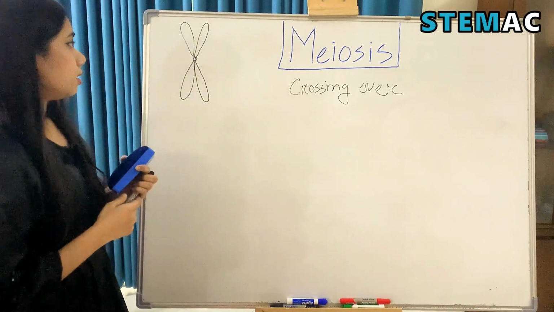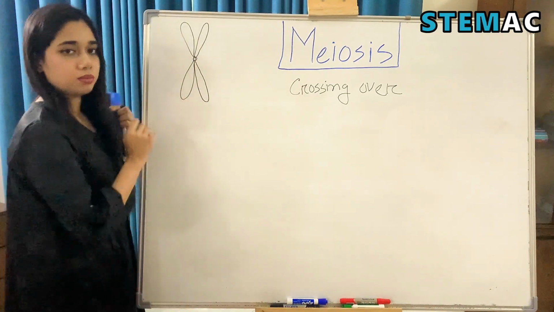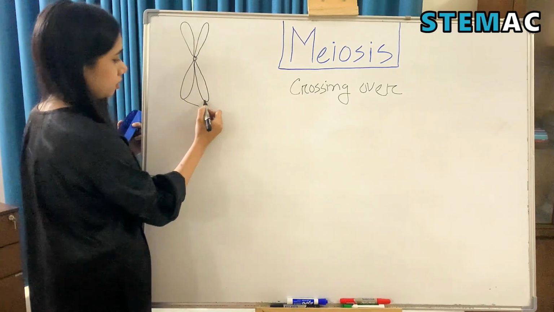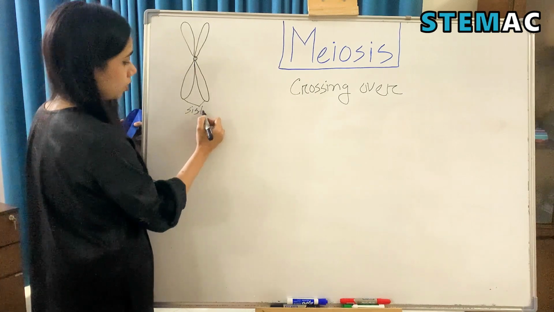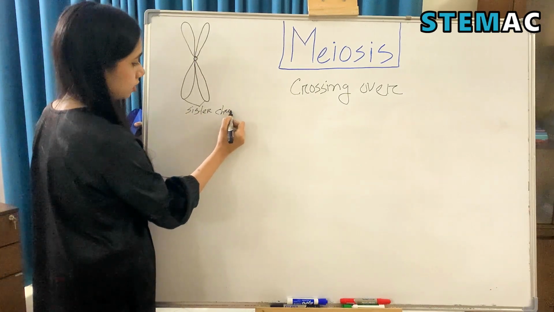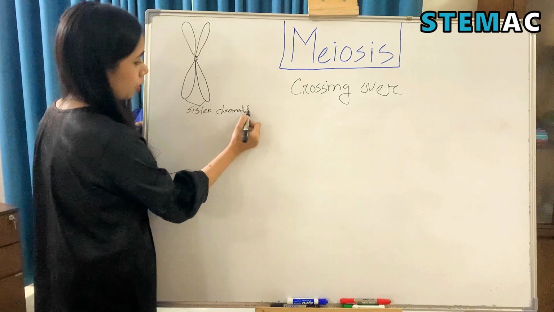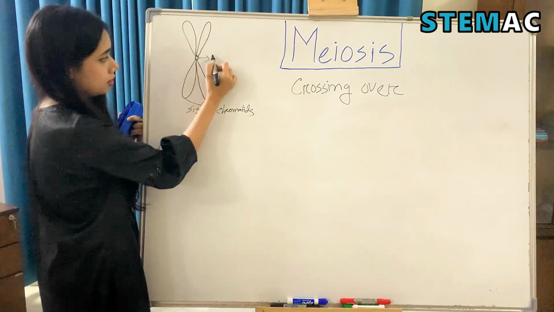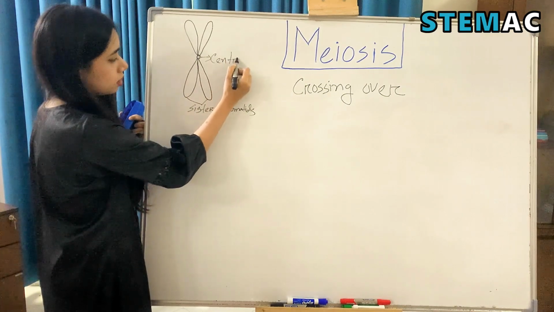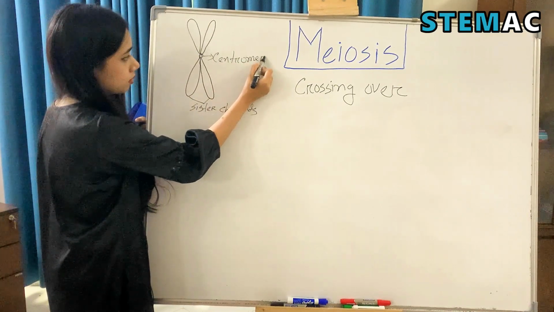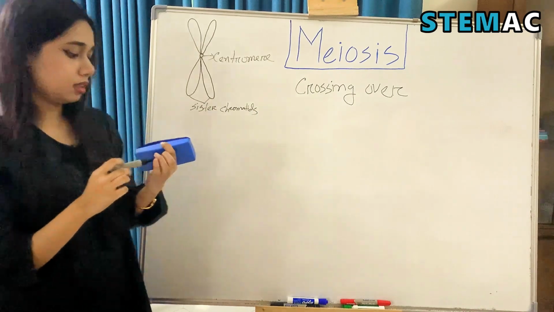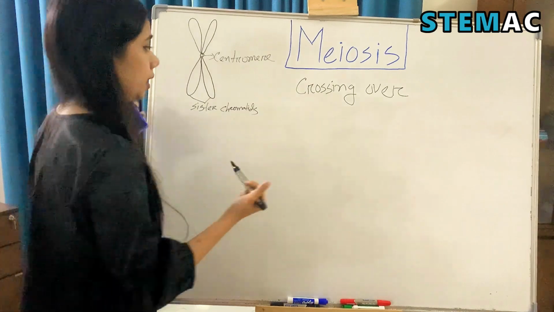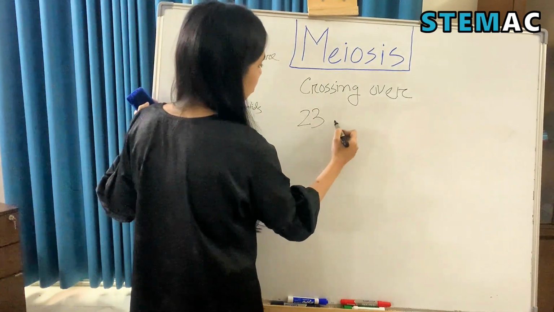So before that, let's say this is a chromosome, a typical chromosome, and these are the sister chromatids of a chromosome, and these chromatids are attached at the center with a centromere. Now we know that human cells contain 23 pairs of chromosomes.